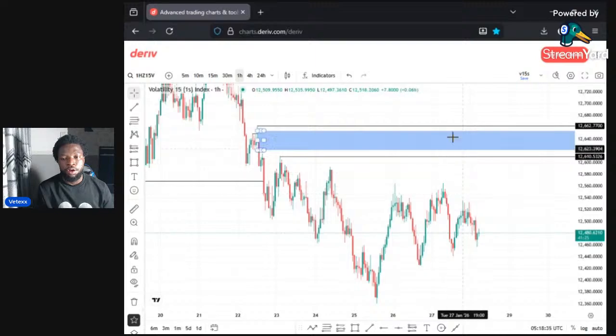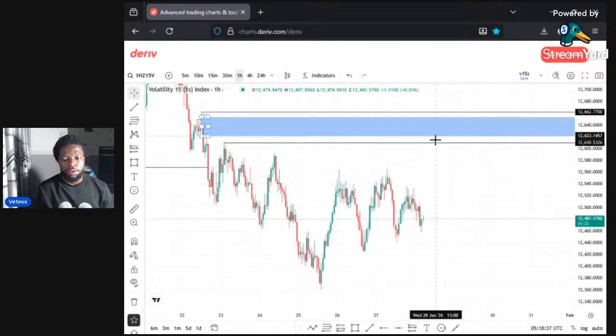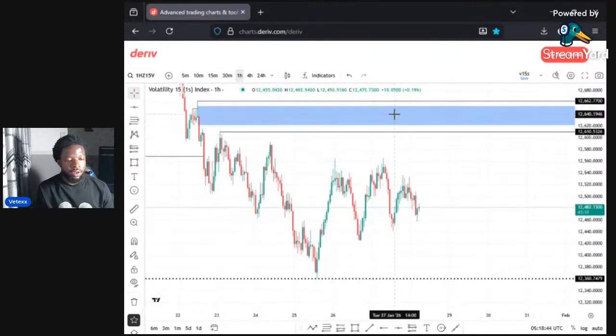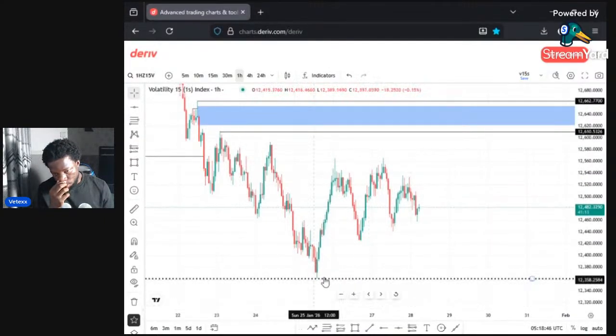So once price taps into our point of interest, we are going to start selling if it gives us a continuation setup on the 15 minutes. This is going to be the starting point here, and then this low here is going to be our finish point.